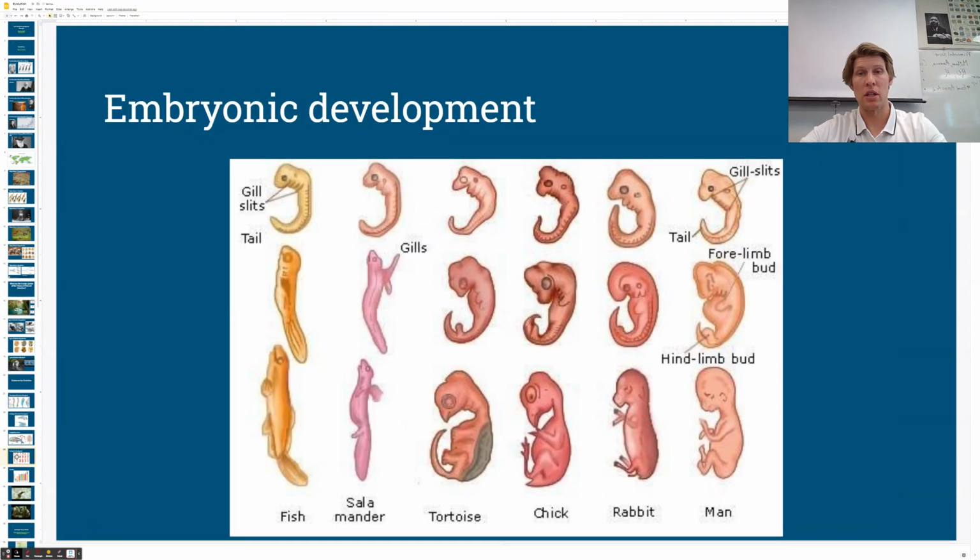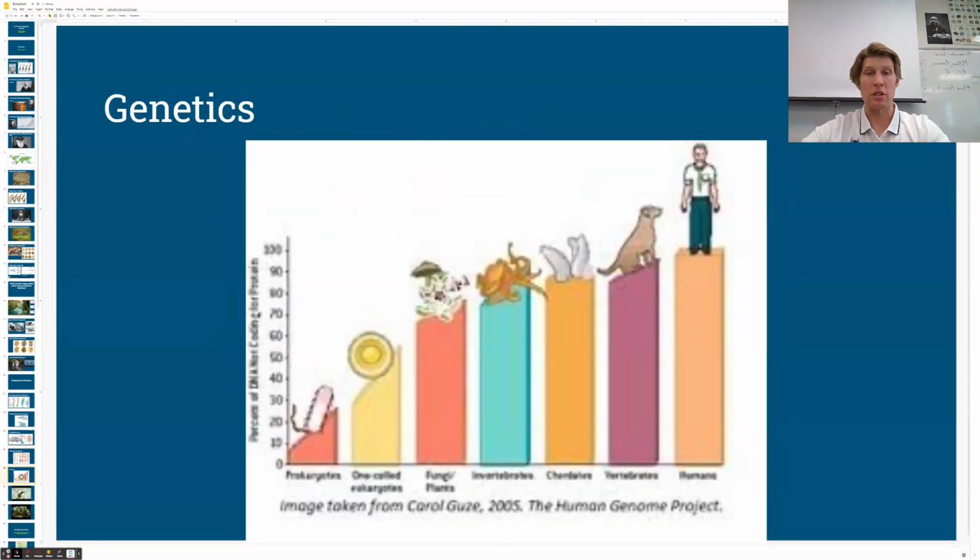Now, another one is the embryonic development. If you look, all of these different species, the embryos develop similarly, and they have similar traits like gill slits, tails. Okay, and then as they move up into being a fetus, they start differentiating more. So embryonic development is an evidence because of how similarly we develop as embryos. They develop very similarly.